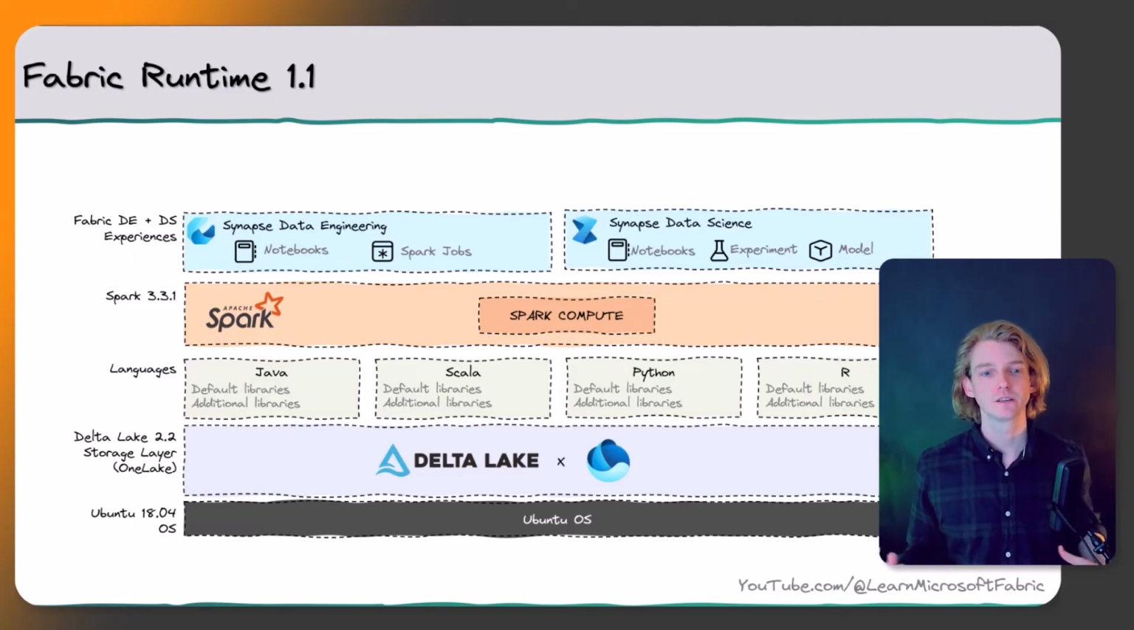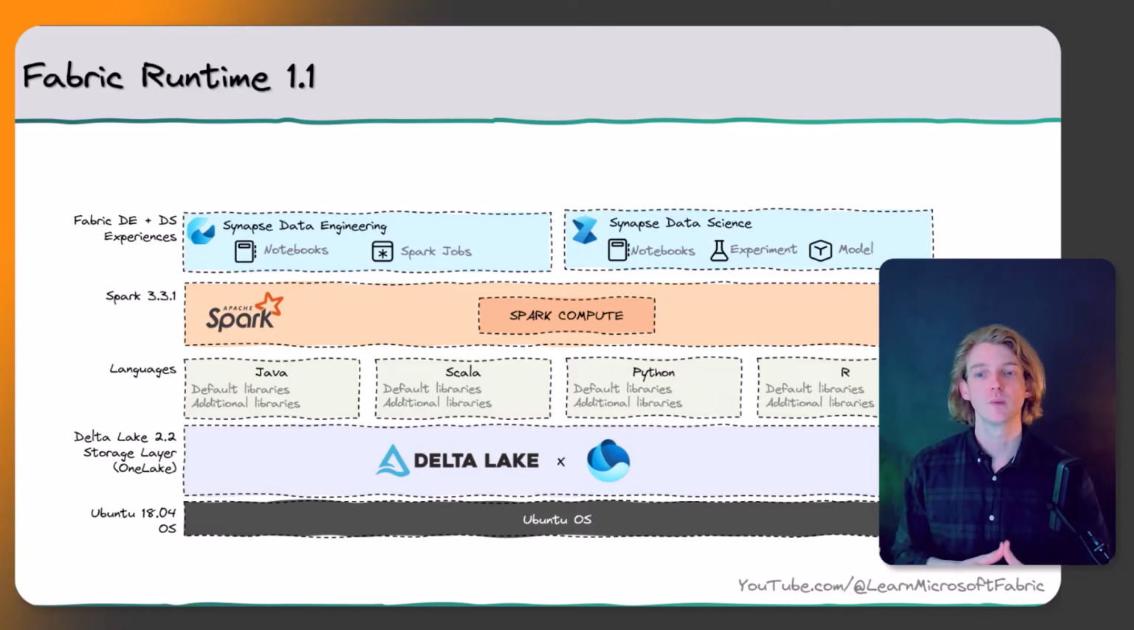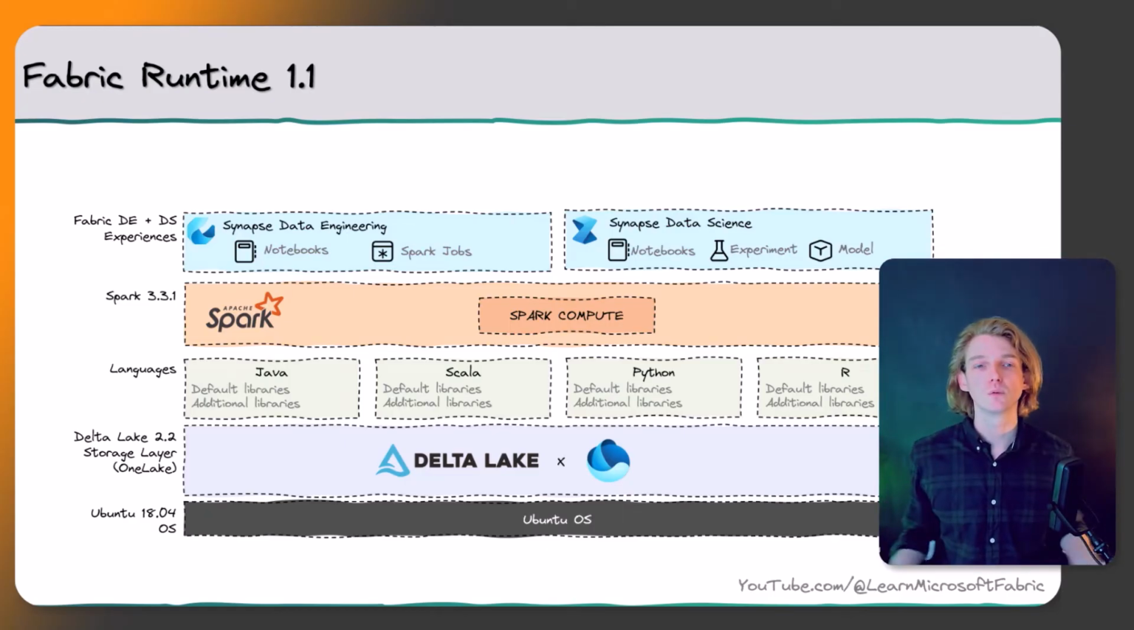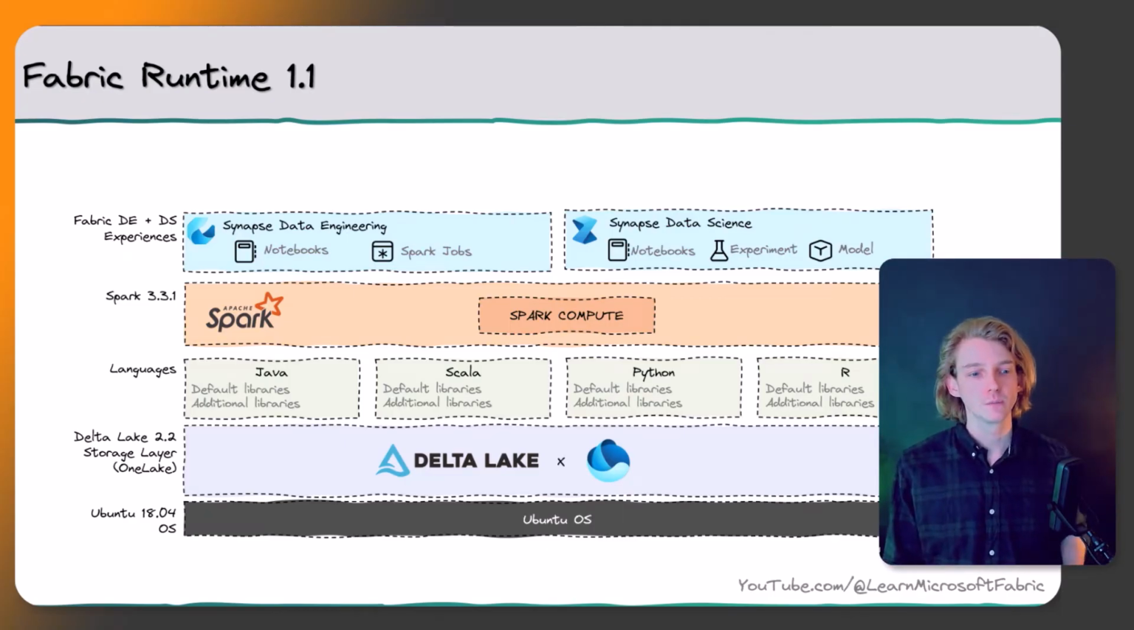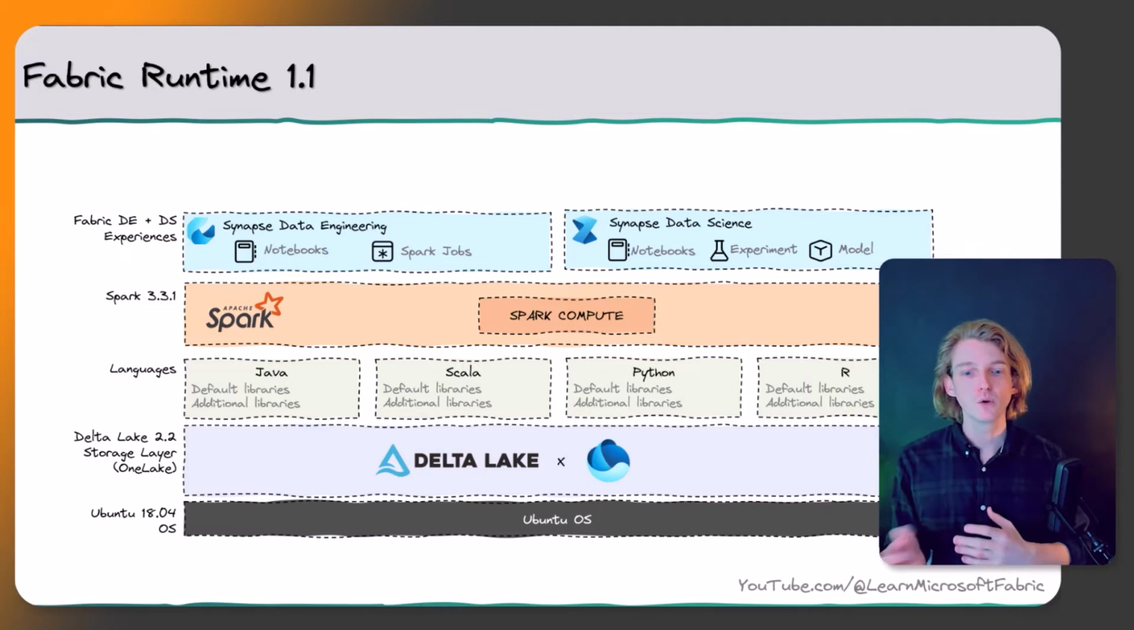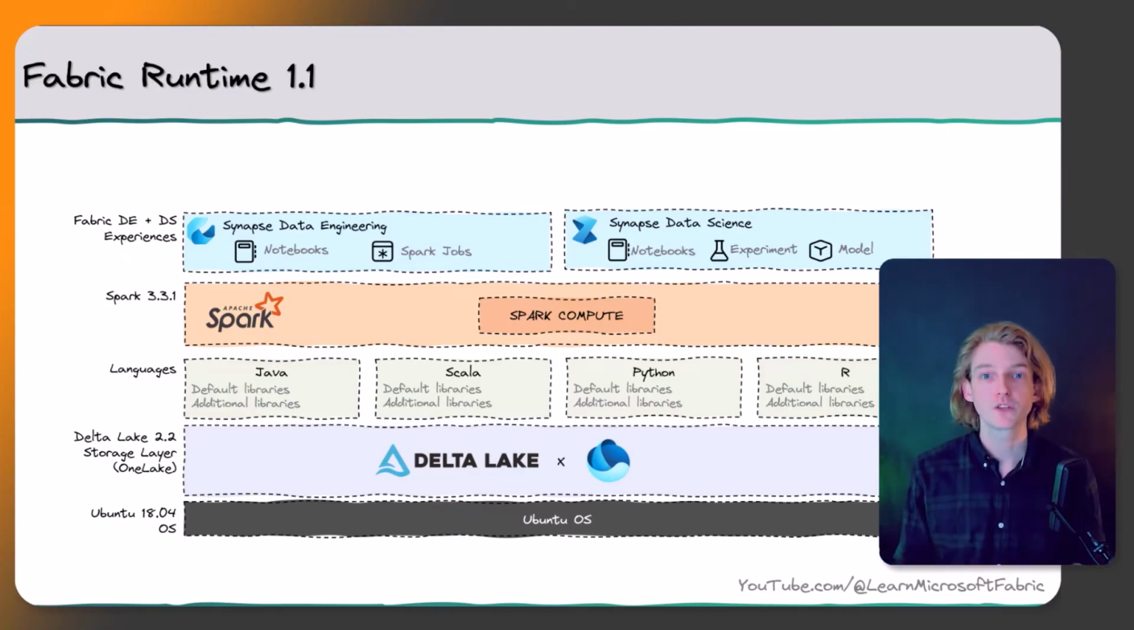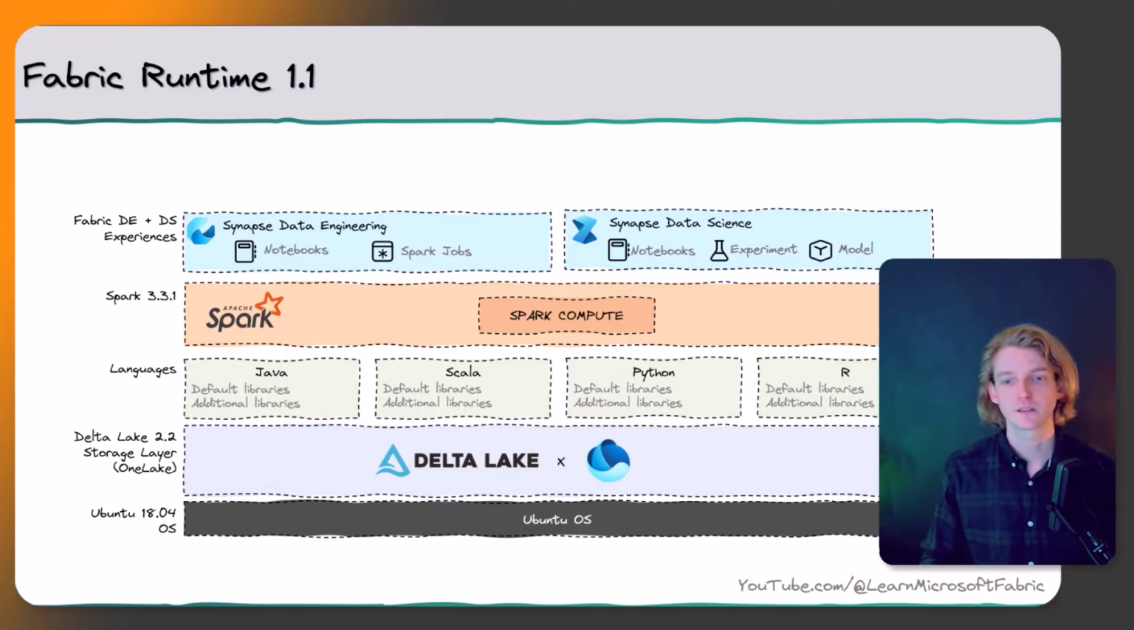This is where you interact with a notebook. You write your code in a notebook, and in the data science experience, you might convert these into experiments, train some models, that kind of thing. This is the runtime stack, as I would call it, and we get all of this built and ready for us to do whatever we want. So we have specific versions of Delta Lake and Spark all wrapped up into this bundle with the Ubuntu operating system, so that by the time the user comes to Fabric and opens up a notebook, all of this is already included. You get the default settings for all of these things and you can go about your business.